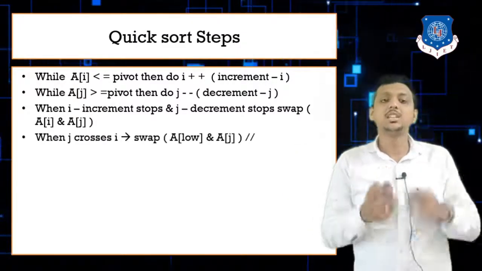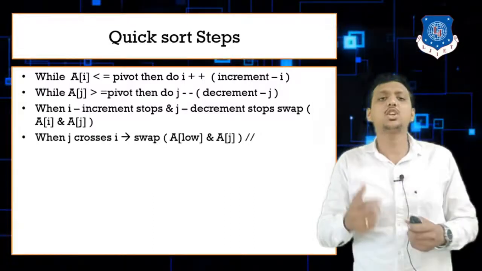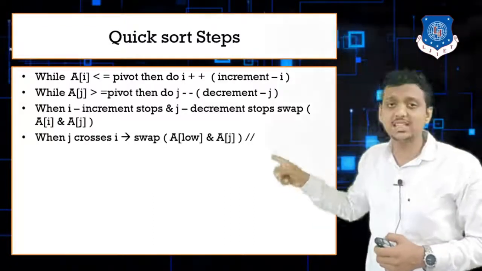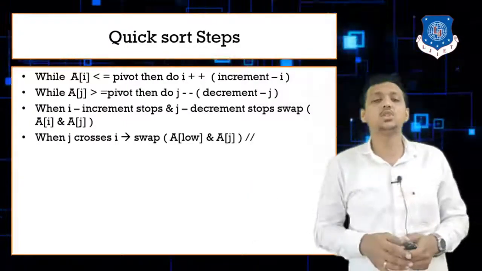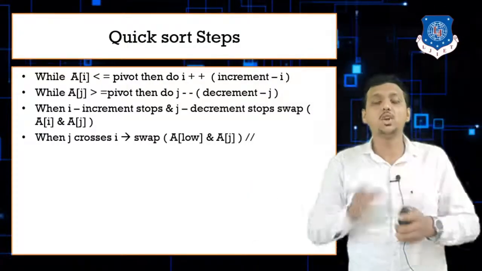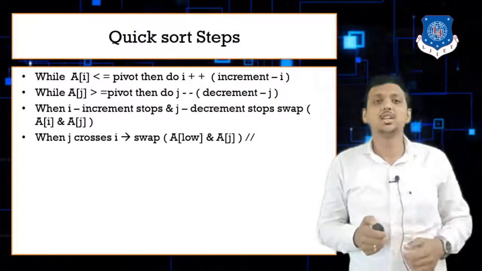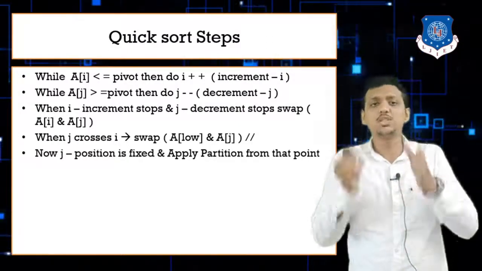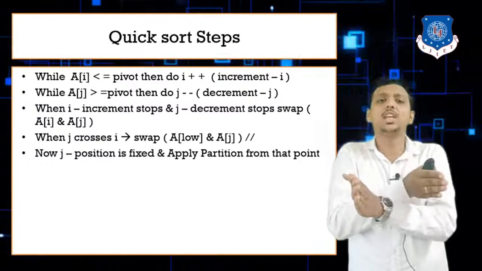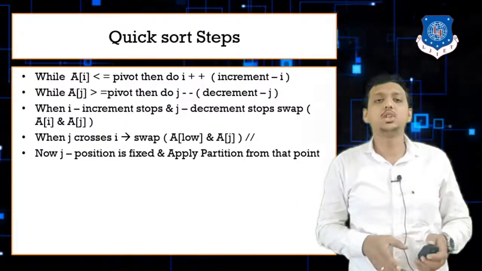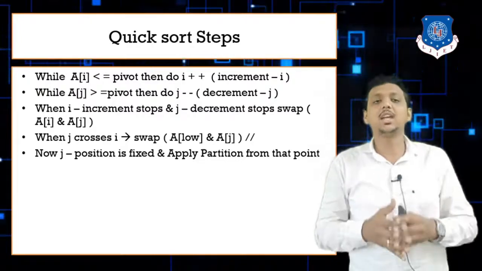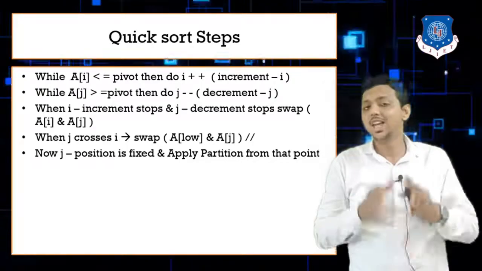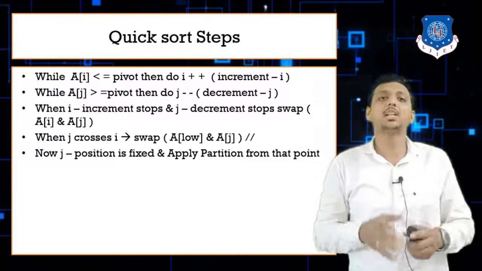Next we have, in some cases, if j crosses I, here it is I, here it is j, if j crosses I, then at that time you need to swap A of low and A of j. Fine. So once you swap A of low and A of j, that is the point where you need to fix up the position of the pivot element. At that time the j position is fixed.